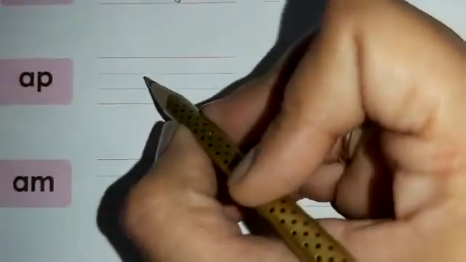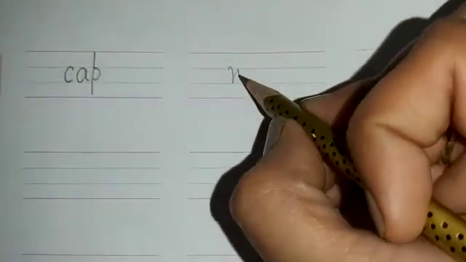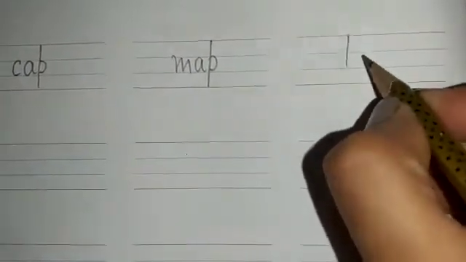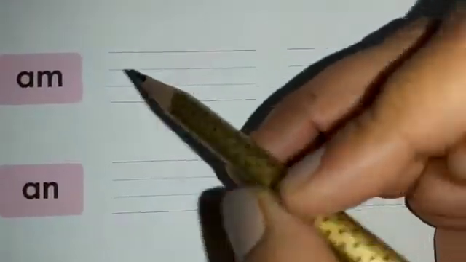Now let's write down the next cluster, AP cluster. Let's write down the words. C-A-P, cap. M-A-P, map. L-A-P, lap.